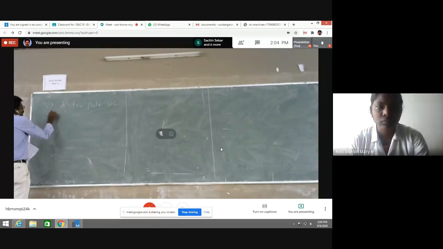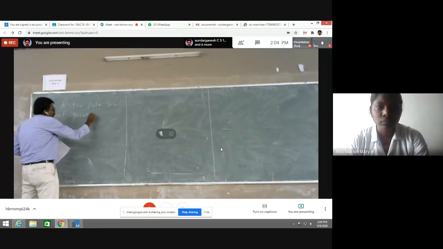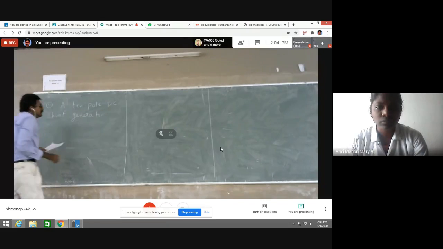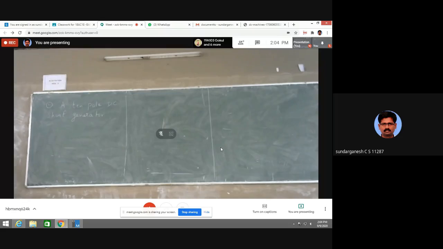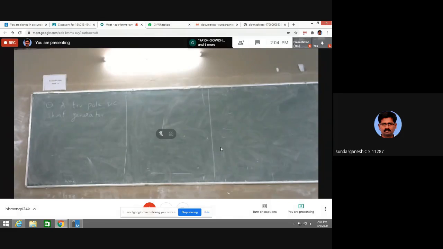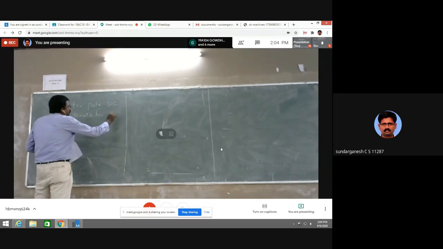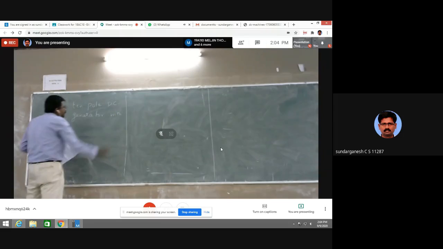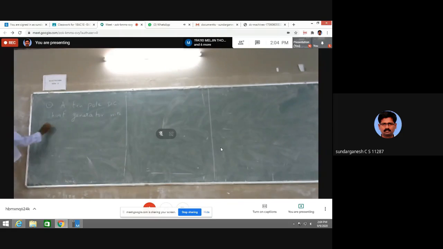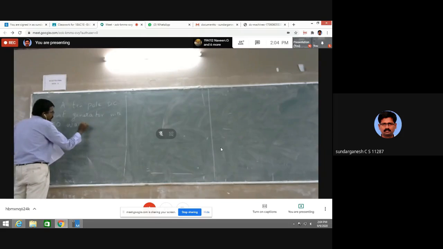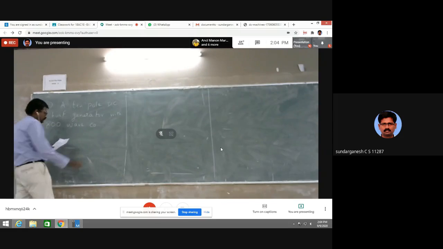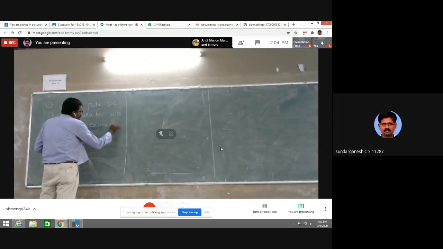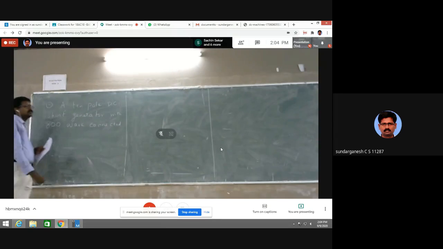This is a shunt generator with 800 wave connected conductors, running at 600 RPM.